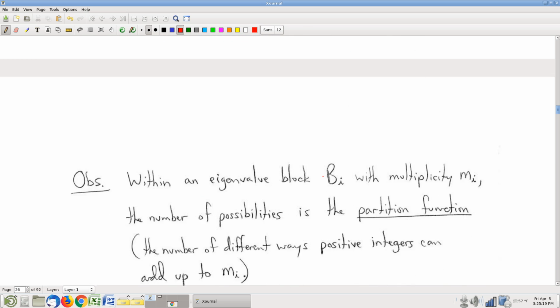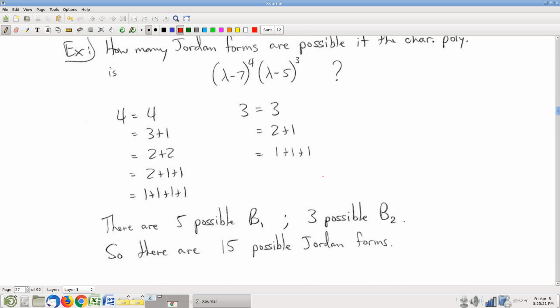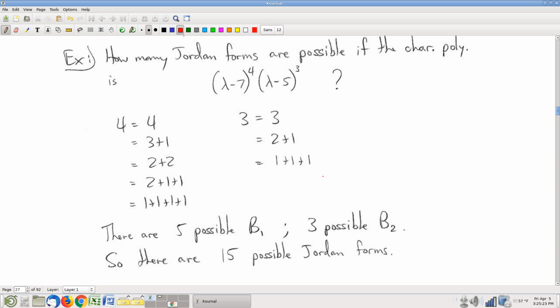Last observation, and it's just another sort of quickie observation about what Jordan form looks like. Let's think about this characteristic polynomial here, and let's focus one at a time on factors. Let's look at this factor here. We know we have an eigenvalue block that's 4 by 4. A 4 by 4 eigenvalue block.